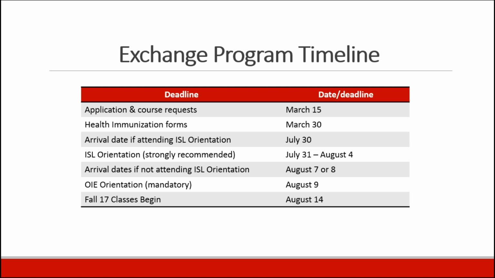And then your arrival date, if attending International Student Orientation, is July 30th, with the orientation being the 1st through the 4th. Your arrival date, if not attending International Student Orientation, is August 7th or 8th. The mandatory OIE orientation is August 9th. And finally, your fall 17 classes will begin August 14th.